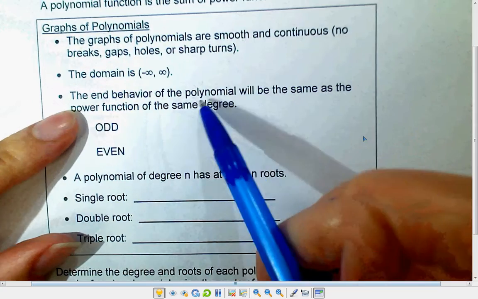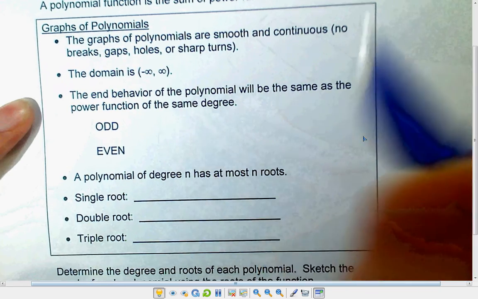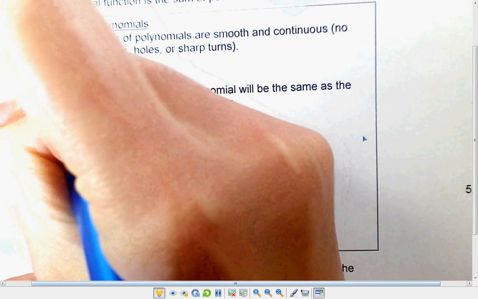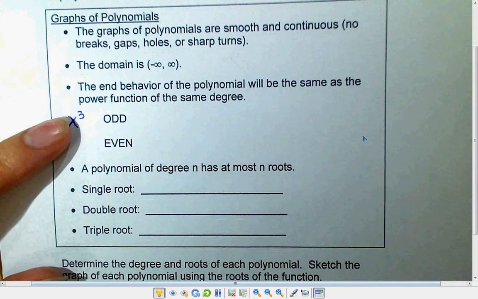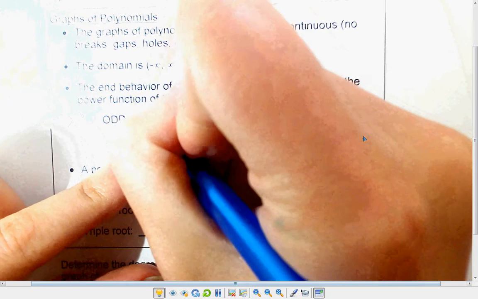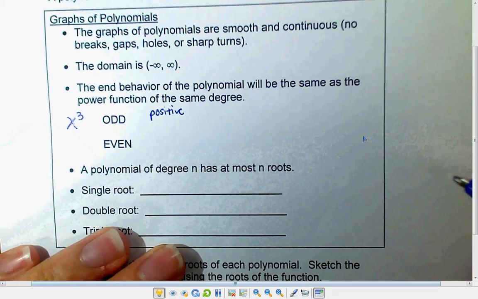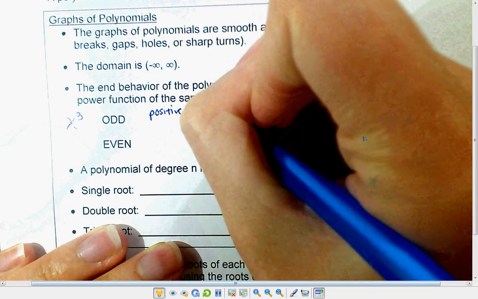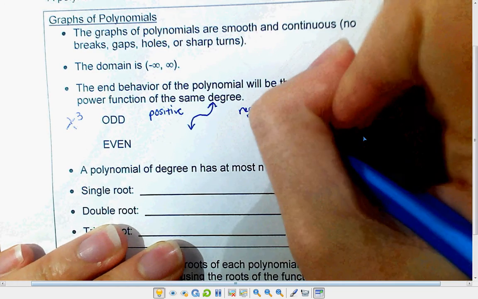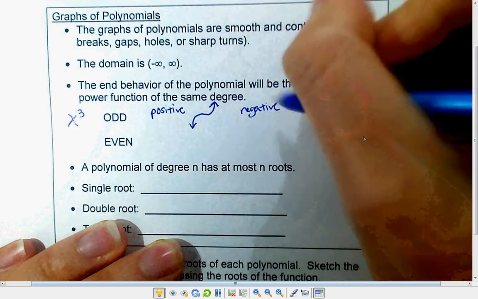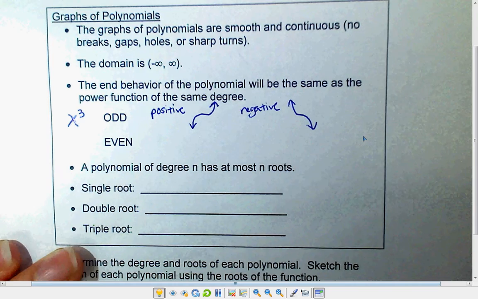Now the end behavior of your polynomial will always look like the power function of the same degree. What this means is any odd polynomial is going to look like the cubic function, which is x cubed. For example, if you have a positive one, it looks just like the parent function of x cubed, so it starts at the bottom and then goes up. Whereas if it's negative, which means it's been flipped across the x-axis, now it's going in the opposite direction. This is what it looks like if it was flipped across the x-axis, an x-axis reflection.